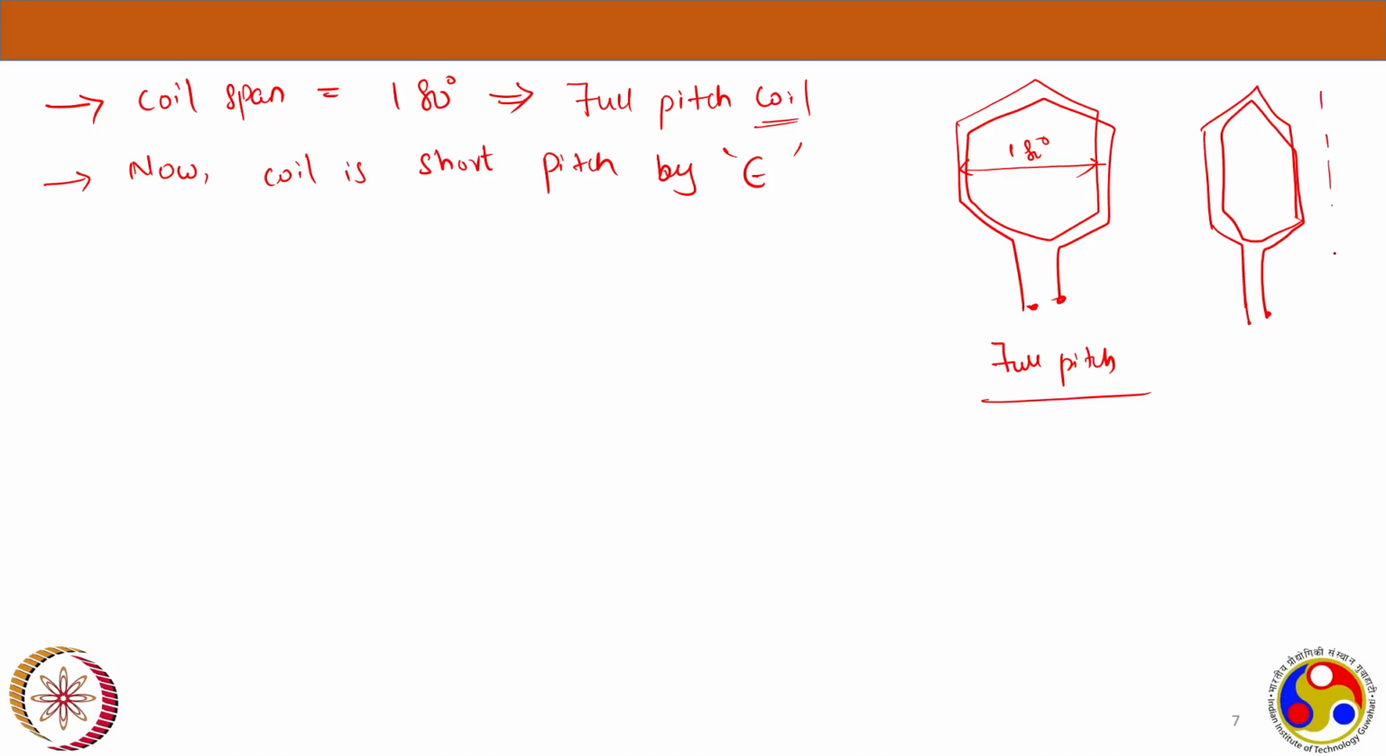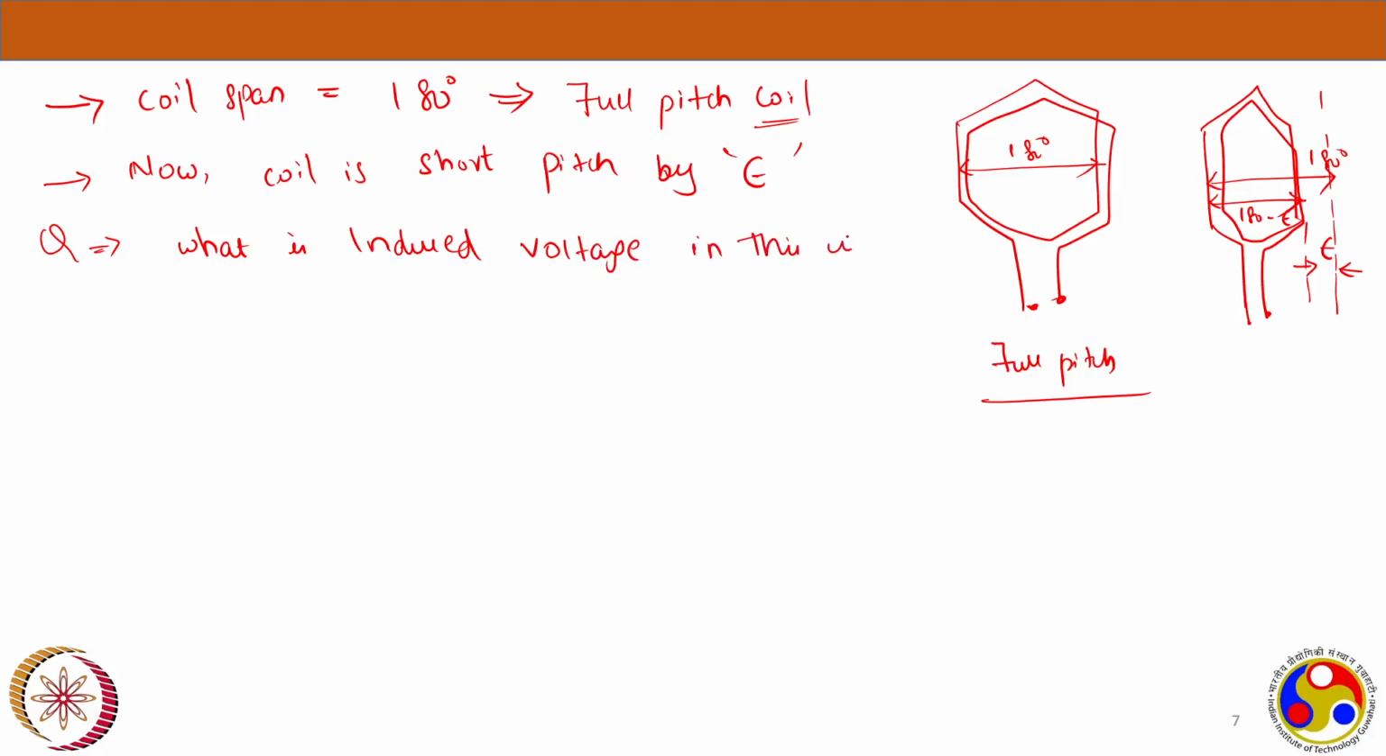Okay, this is the actual 180-degree. So this is actually your coil span, and this angle I am calling epsilon. Now the new coil span will be 180 minus epsilon. So this is not equal to 180 now, right? Now the question is, what is the induced voltage in this case?